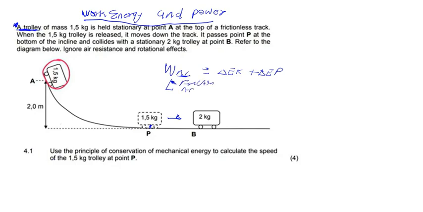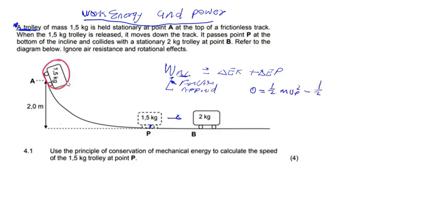This stands for non-conservative forces, by the way. Non-conservative forces are things like friction and force applied. In this case, there's no force applied on this trolley, and also there's no friction, as we're told that the track is frictionless. So W_nc would be equal to 0.